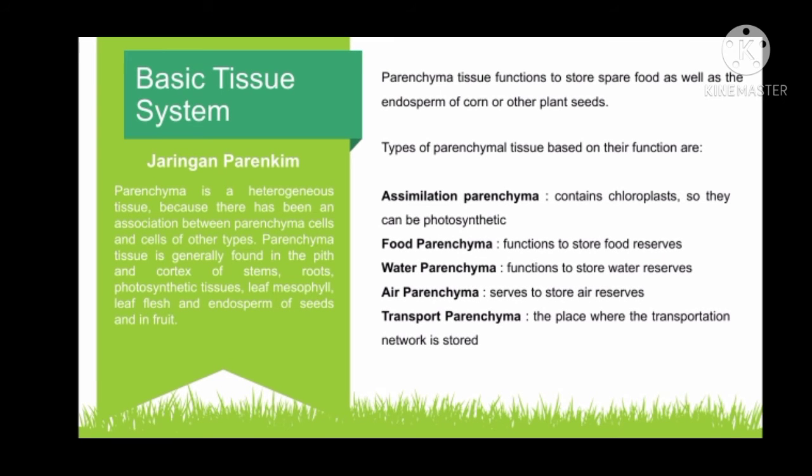Types of parenchymal tissues based on their function are: assimilation parenchyma, which contains chloroplasts so it can photosynthesize. Food parenchyma functions to store food reserves. Water parenchyma functions to store water reserves. Air parenchyma functions to store air reserves. Transport parenchyma is the place where the transportation tissues are stored.